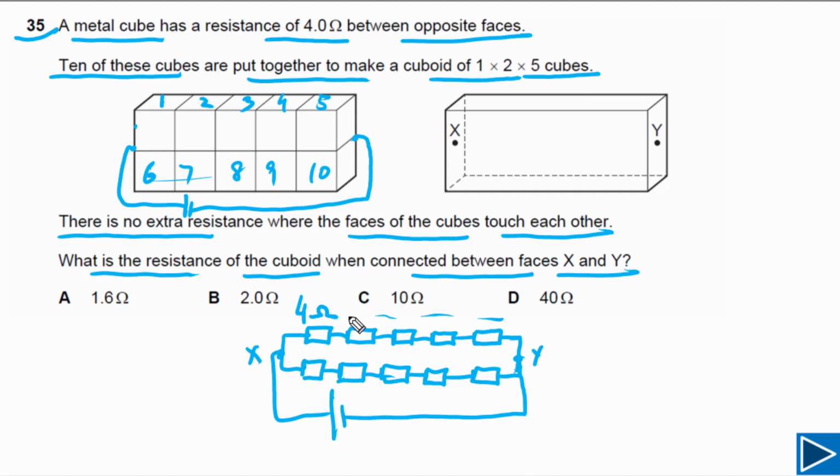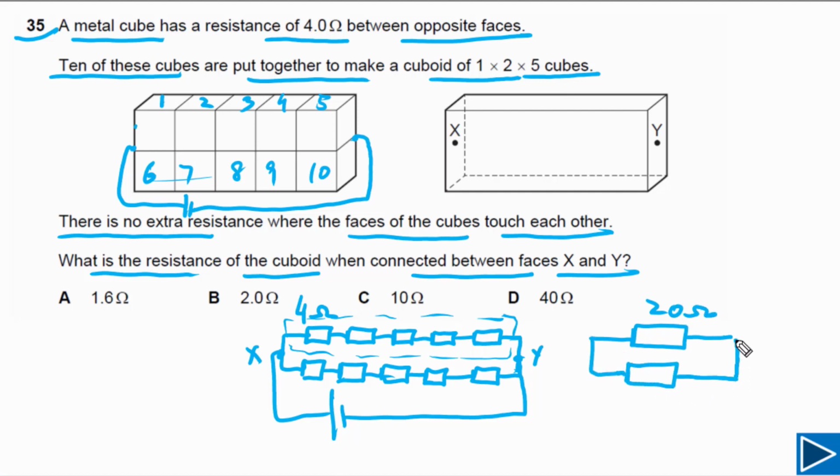So we have 5 cubes connected in series. It means the total resistance of 5 resistors is 5 cubes. This is equal to 20 ohms. And the total resistance of 5 cubes in the second row is also equal to 20 ohms. Now simply we need to find out the total resistance of these two resistors.